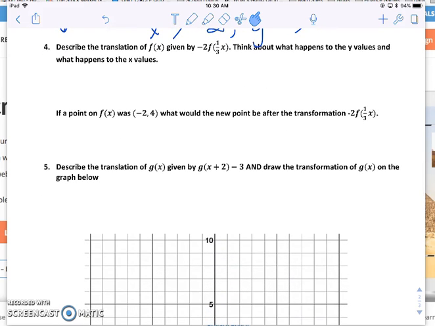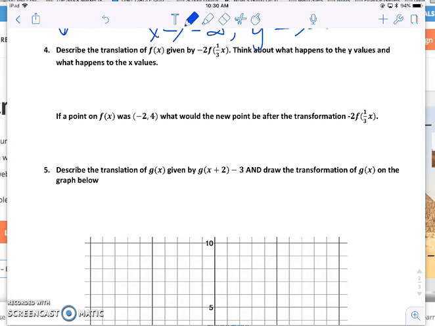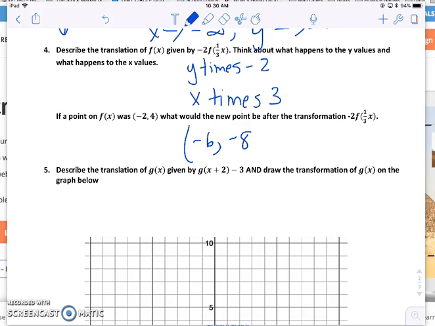So describe what happens to f of x given negative 2 times 1/3 x. Think about what happens to the y values and what happens to the x values. So it's going to be our y values, since that negative 2 is on the outside, it's going to be y times negative 2. And then that x is next to the 1/3, but x is always the reciprocal, so it's going to be x times 3. So if a point on f of x was negative 2, 4, what would the new transformation be? Well, x times 3, so that's going to be negative 6. Y times negative 2, so that'll be negative 8.